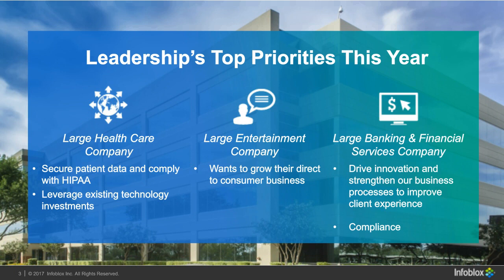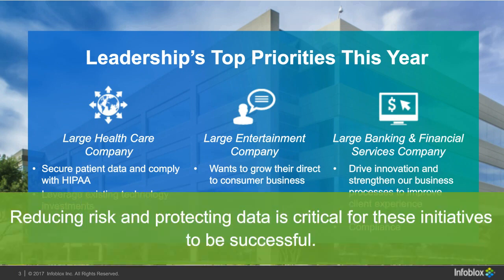It's a big deal. The third example here is about a financial services company. They want to drive innovation and strengthen their business processes. They also want to be compliant with the rules and regulations, and being a financial services company, obviously they have a lot of sensitive information and data to protect. So the bottom line is, for all of these examples, reducing risk and protecting data is crucial. Otherwise, their leadership is not going to be able to meet these goals or priorities or have initiatives that are successful in meeting these priorities. So reducing risk and protecting data ties into all of these things.